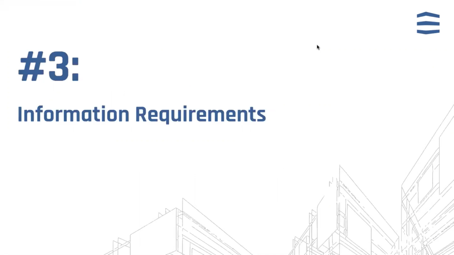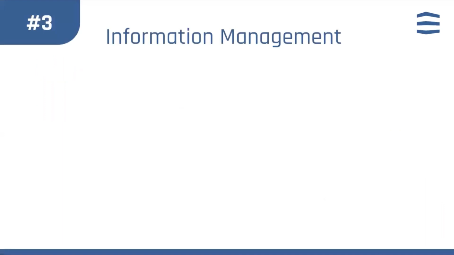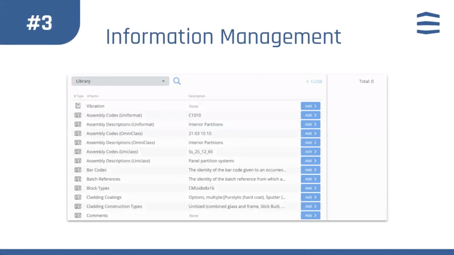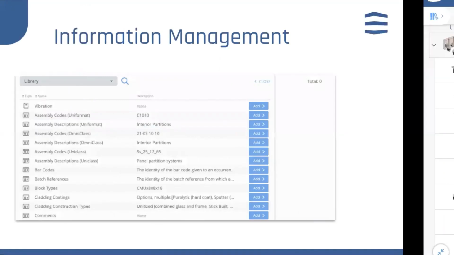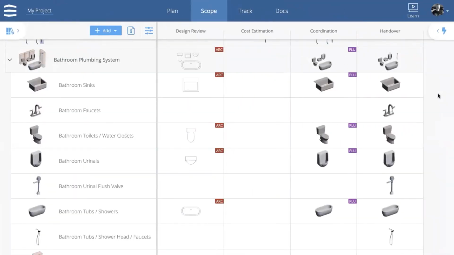The third step is information requirements. Once we have defined exactly which elements we are going to need, we need to know what information is important to the owner. This is the LOD 500 part, where they ask for LOD 500 just because they need information, but they could just ask for more information on certain elements.